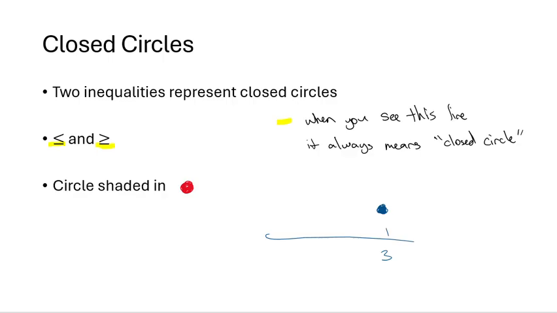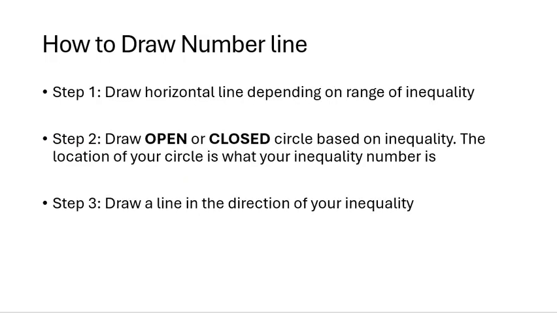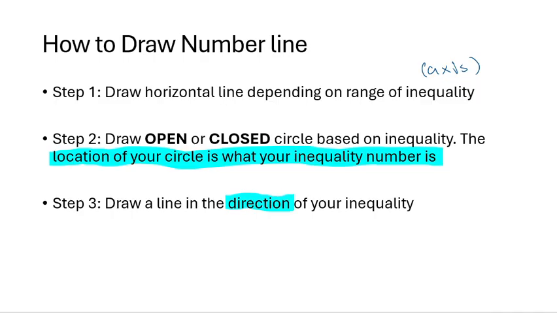Now, there are steps to draw a number line. All you're going to do is draw a horizontal line on the range, depending on the range of the inequality. So this is your axis right here, okay? Step 2 is draw an open or closed circle based on the inequality. The location of your circle is what your inequality number is, okay? And step 3, draw a line in the direction of your inequality.